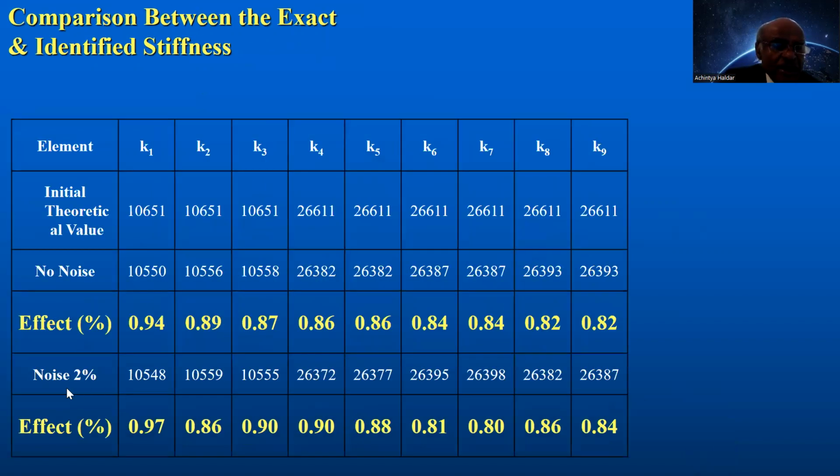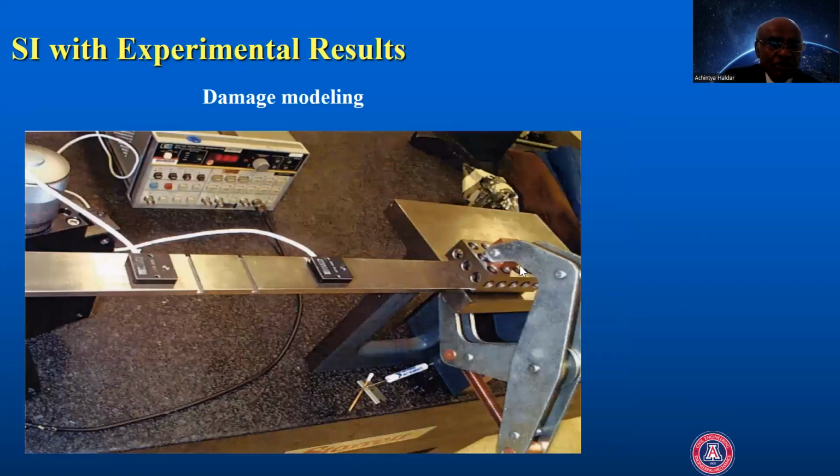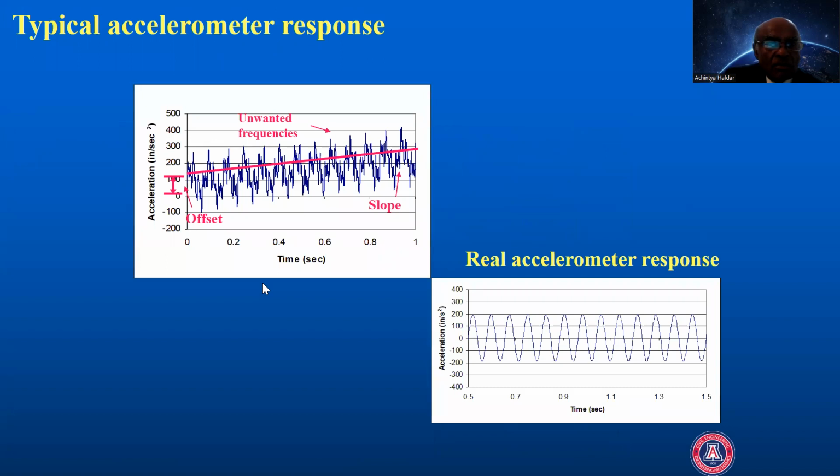Then we added some noise to the computer generated response data, and our error went up slightly, but it is tolerable. Then we conducted a laboratory experiment. Initially, we tried to figure out how to identify damage, a notch in the beam. But here is the point. We excited that beam using sinusoidal load. We measured the response. We wanted it to be sinusoidal. Then we see offset, slope, and unwanted frequencies.